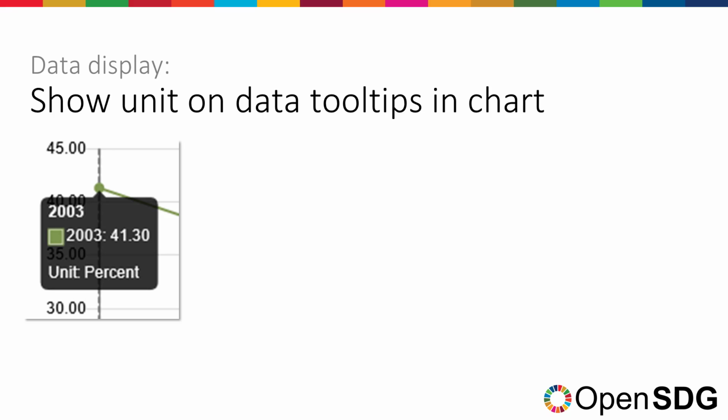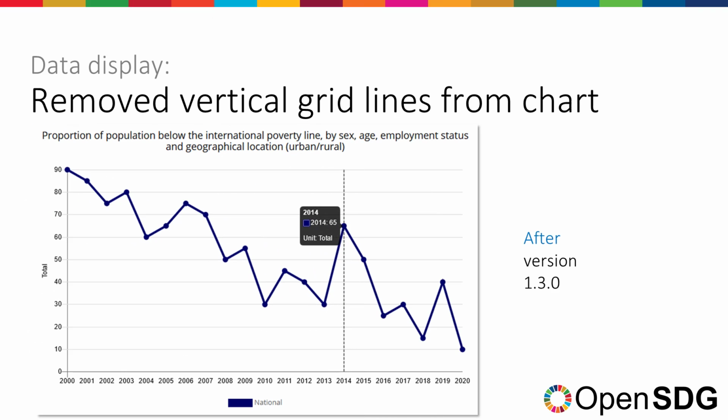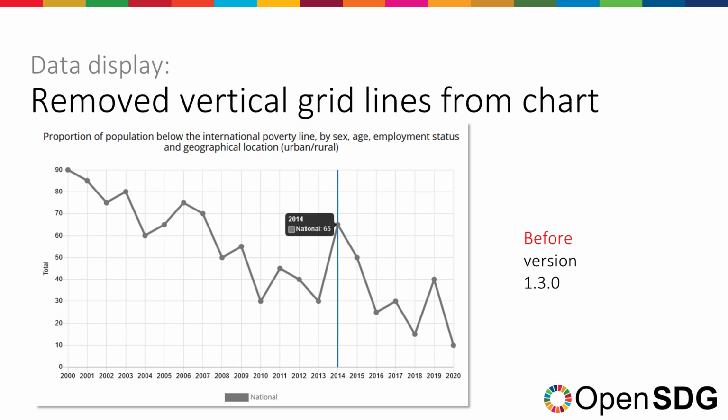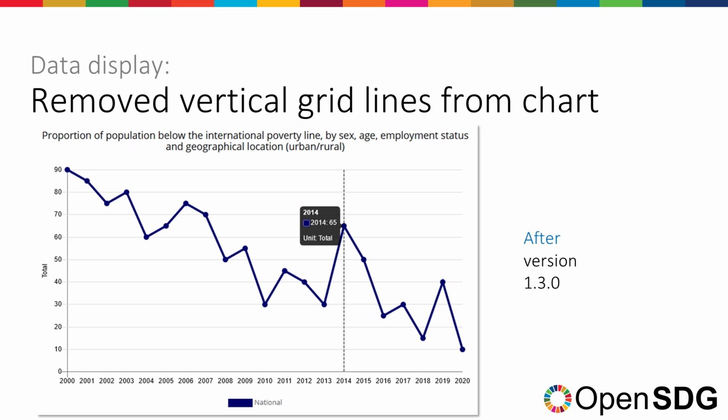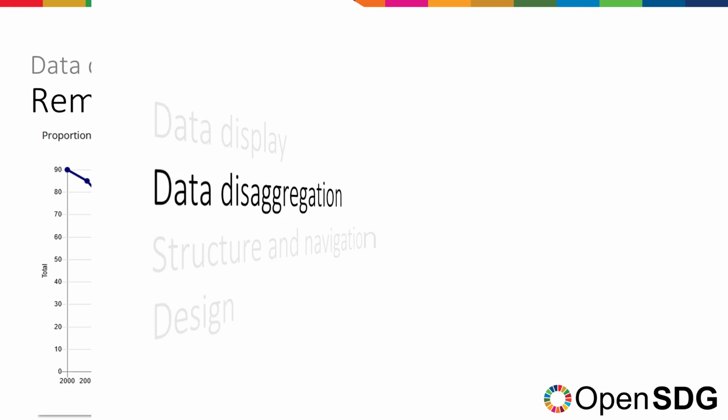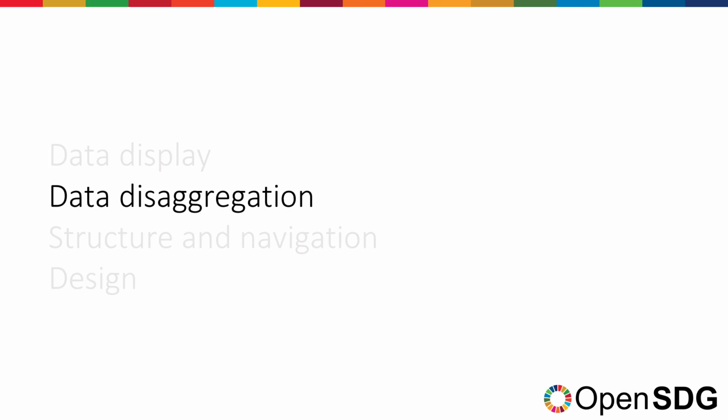To help users interpret charts, the tooltips that appear for each data point now include the unit of measurement. Among other changes to the charts, the vertical grid lines have been removed. This change, shown here before and after version 1.3, cleans up the chart display without any loss of usability, since users still see a vertical line when focusing on data points. Next, let's look at the enhancements related to data disaggregation.